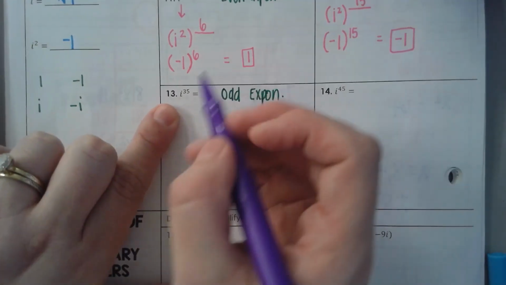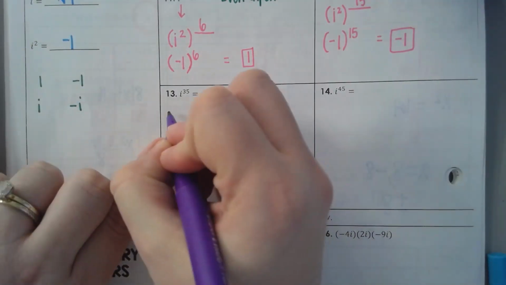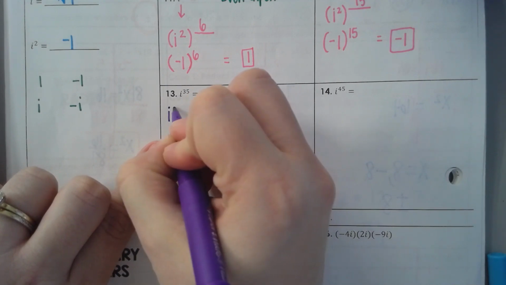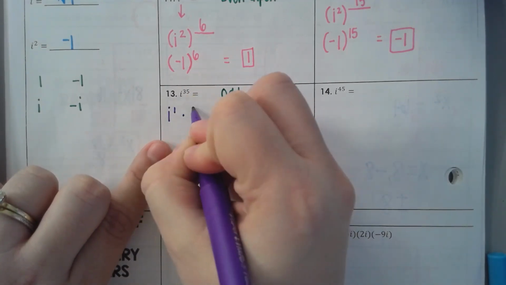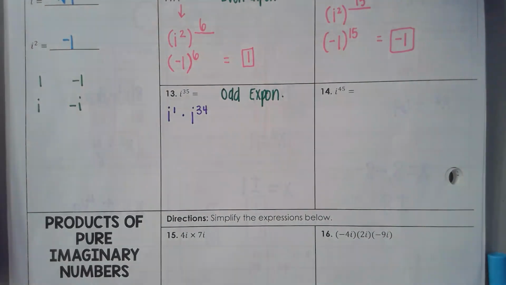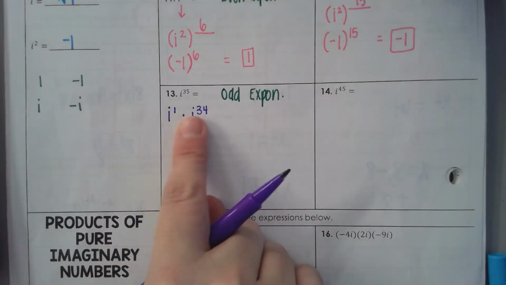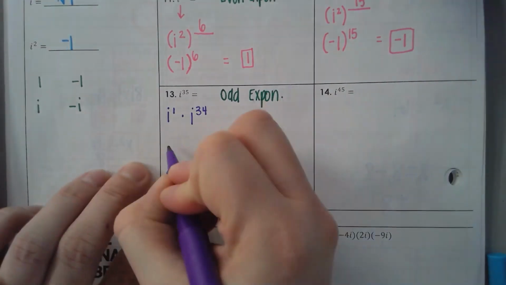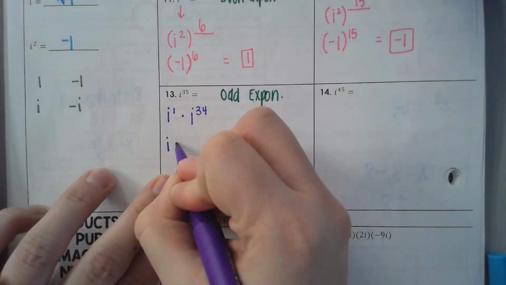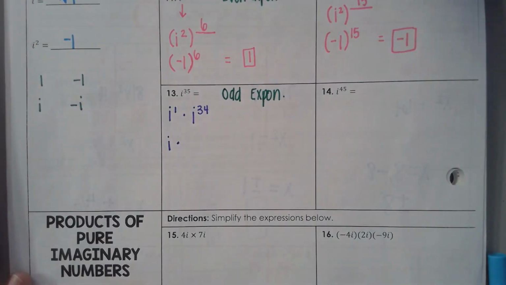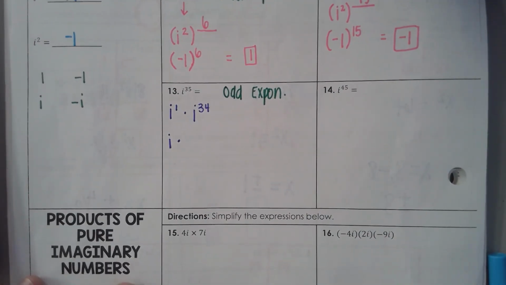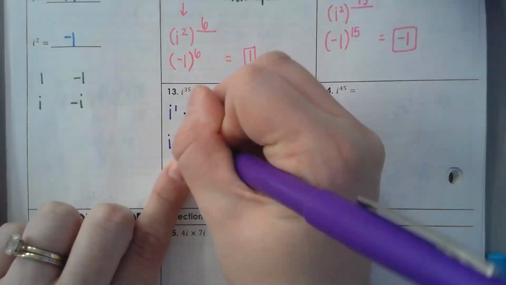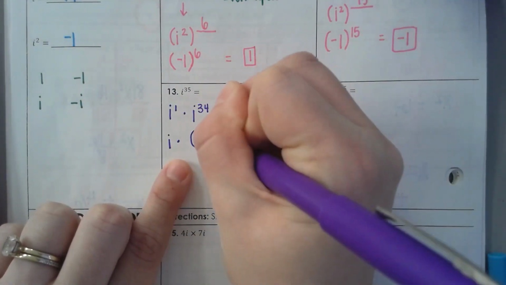Do you agree that i to the 35th is the same thing as having i to the 1st times i to the 34th? Are those the same thing? Your exponent rules? Because you add 1 and 34. So now I can just bring down this i. It doesn't go away, you just got to keep bringing it down. And then now I can do this i squared to some power.